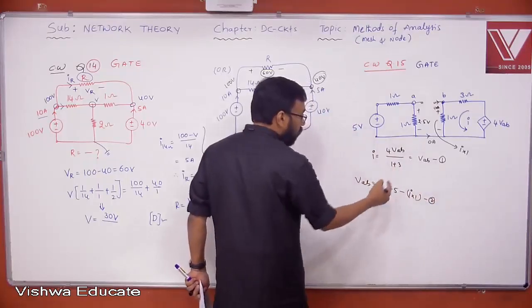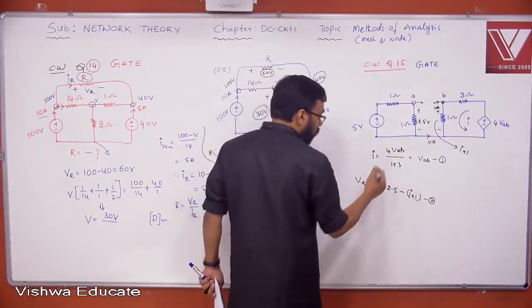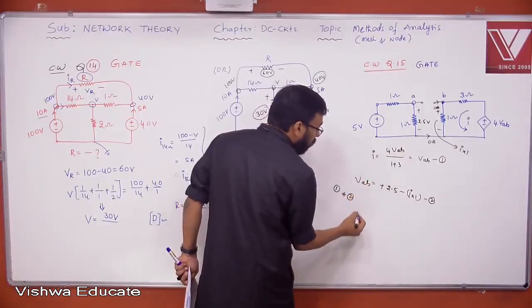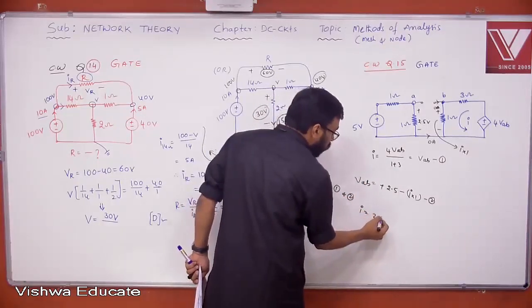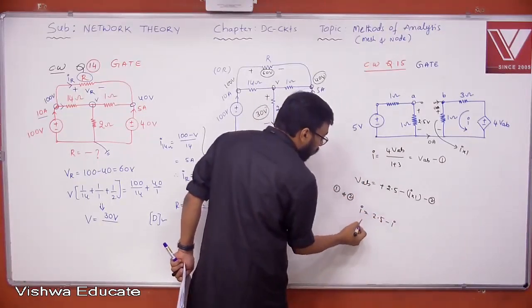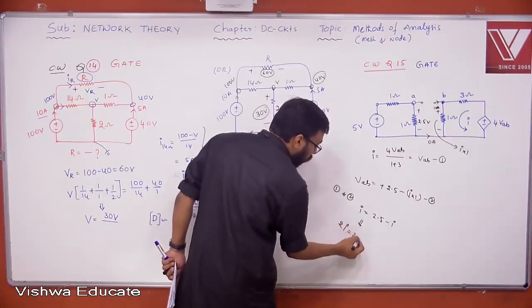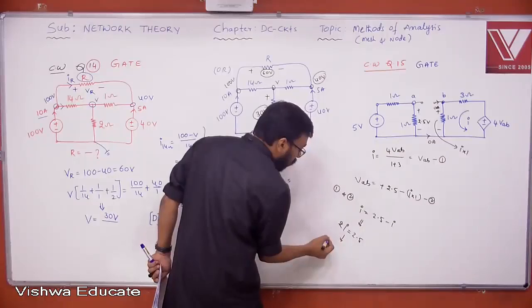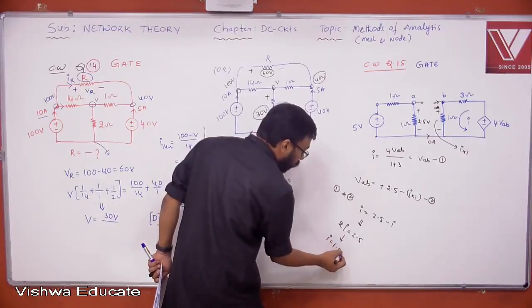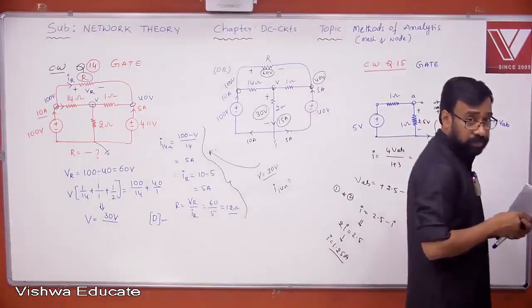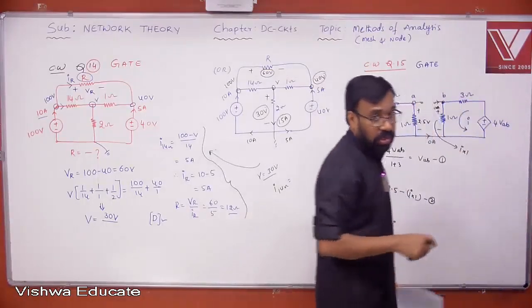Substitute here I is equal to VAB, okay, or VAB is equal to I. Solving 1 and 2, then what do you get here? So I is equal to 2.5 minus I. So finally you got 2I is equal to 2.5. Then I is equal to what? 1.25 ampere. Very simple problem. Okay. So this is how you can solve it.